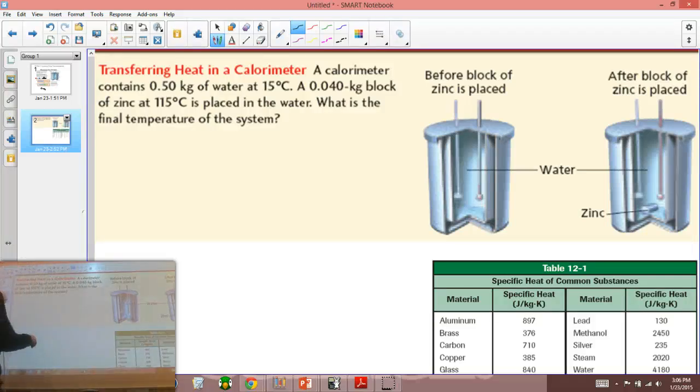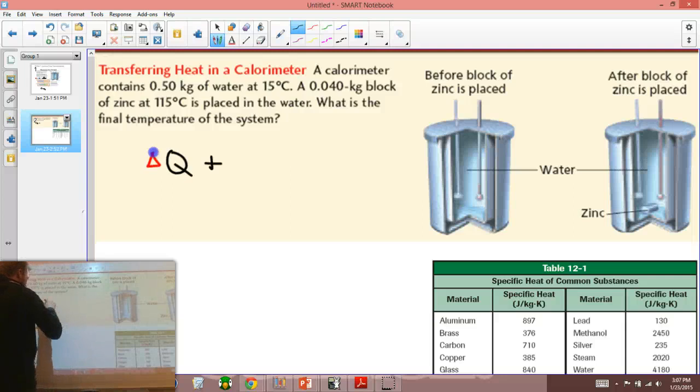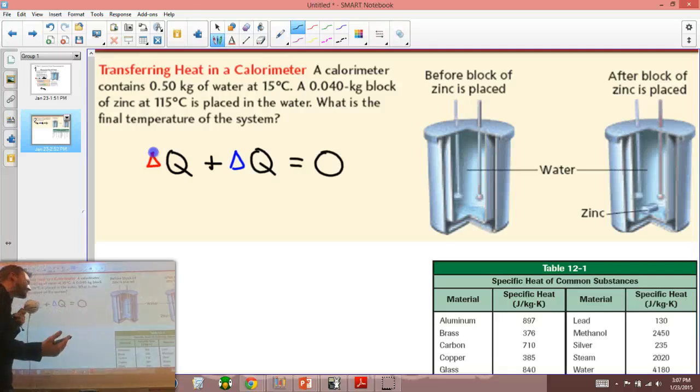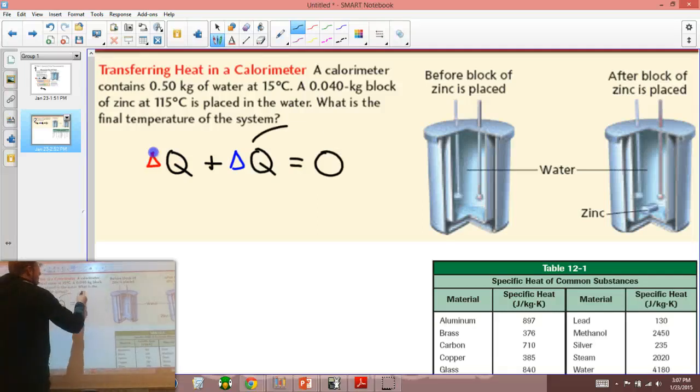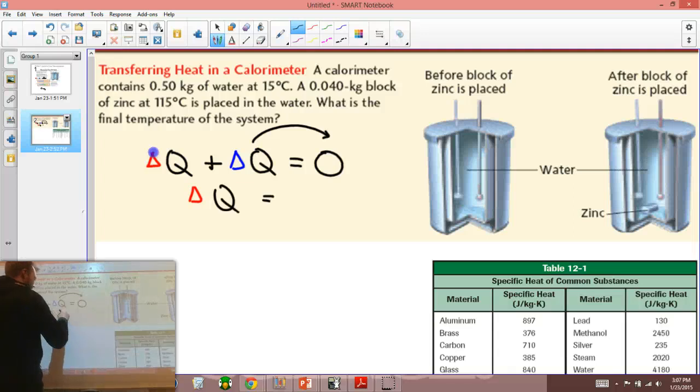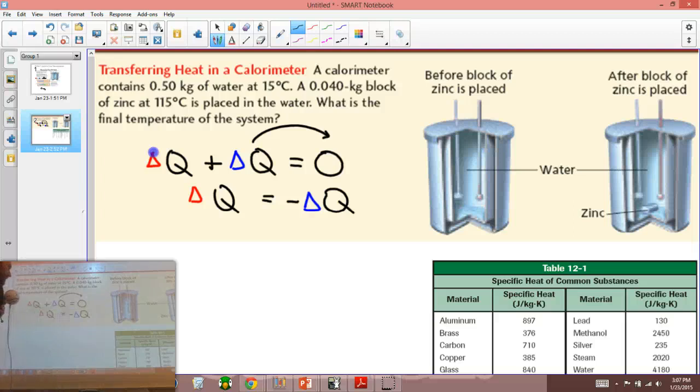So here we go. We're going to say that the thing that gains heat plus the thing that loses heat is going to be equal to zero. And what I like to do is move this thing over here. So then I have on one side the thing that's gaining heat, and on the other side a negative thing that's losing heat. I'm changing colors just so you can see: red for hot, blue for cold.